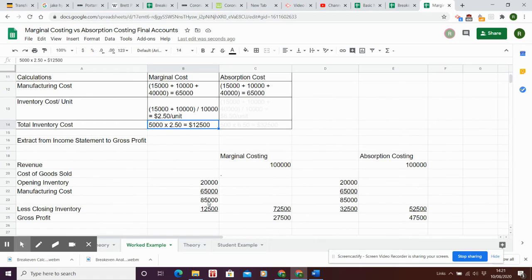$12,500 under marginal costing. And then I just do the normal cost of sales calculation, opening inventory plus manufacturing cost, subtract the closing inventory, gives me my cost of goods sold of 72,500, and that gives me a gross profit of 27,500.